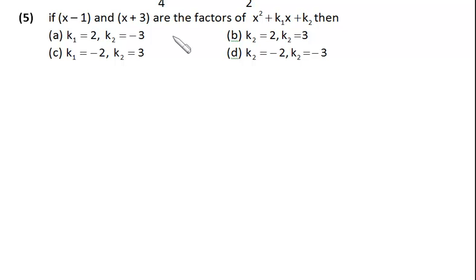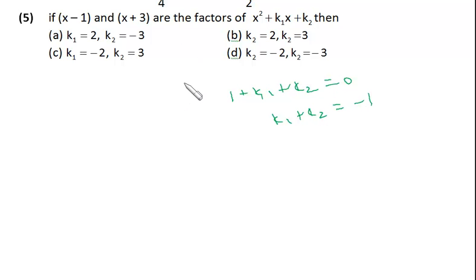If x minus 1 and x plus 3 are factors of this, then if x minus 1 is a factor of this, that means if you put x is equal to 1, the value of this expression must be 0. So put x is equal to 1 and equate it to 0. So 1 plus k1 plus k2 is equal to 0. That means k1 plus k2 is equal to minus 1.